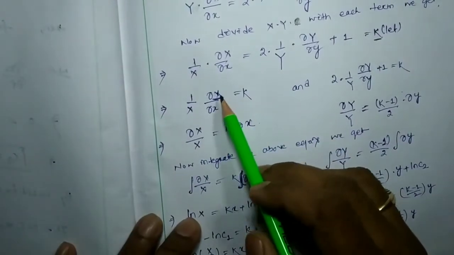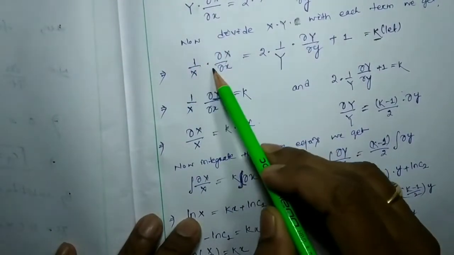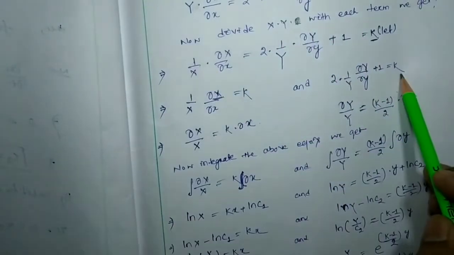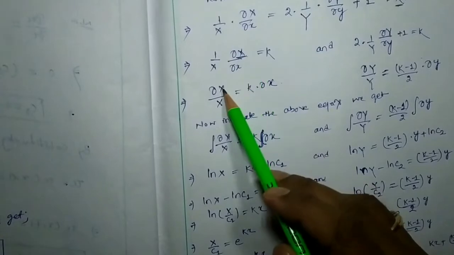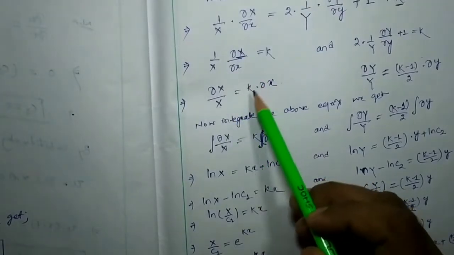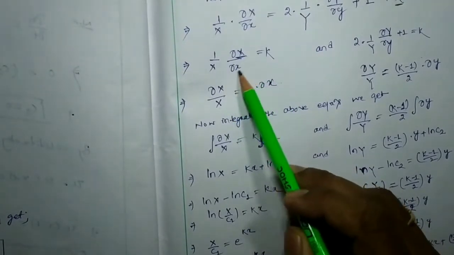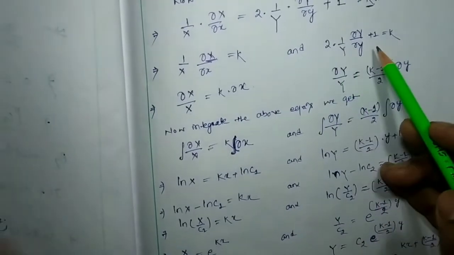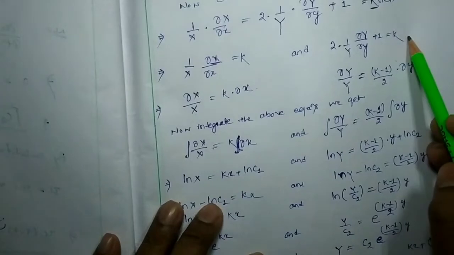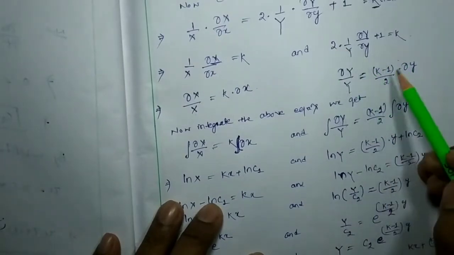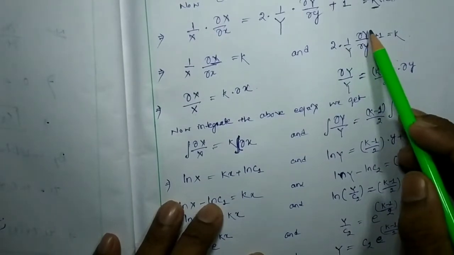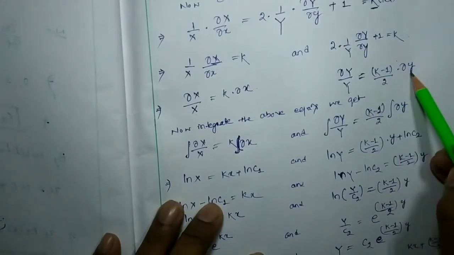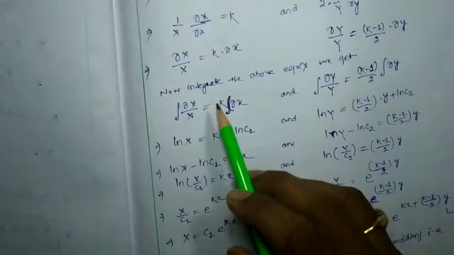this 1 by X into del X by del x will be equal to k, and this value will be equal to k. So here del X by X equals k into del x moved to this side, and here this 1 moved to this side, it will be k minus 1 divided by 2. Here del capital Y by capital Y, and this del small y goes this side. Now we have to integrate this equation and this equation.